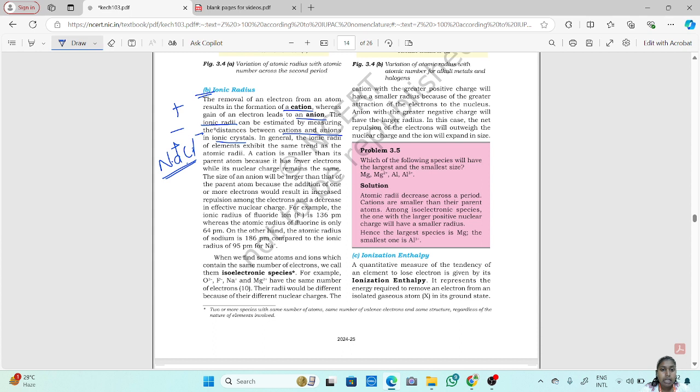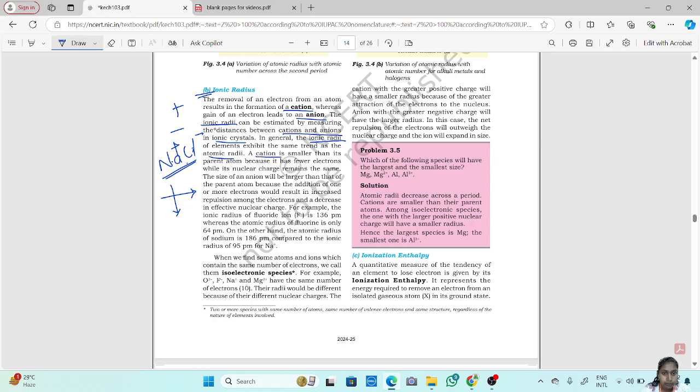Now in general, the ionic radii of elements exhibit the same trend as the atomic radii. So here also the trend remains the same compared to atomic radii: along the period it decreases, along the group it increases. So the same thing is there for ionic radii. A cation is smaller than its parent atom because it has fewer electrons while its nuclear charge remains the same.